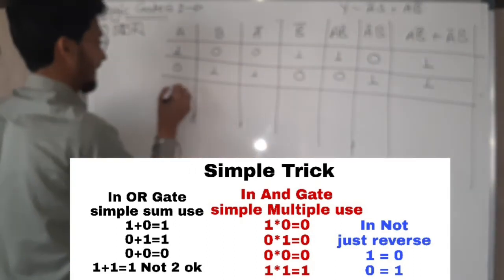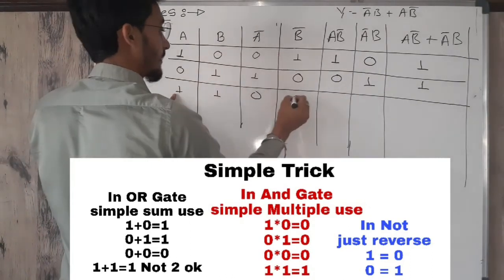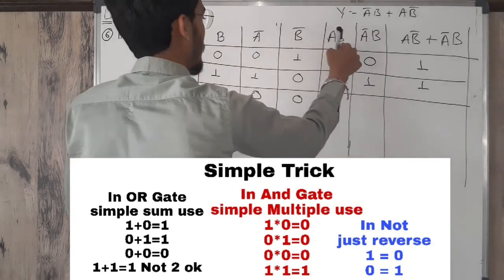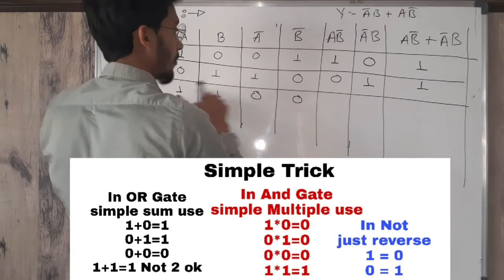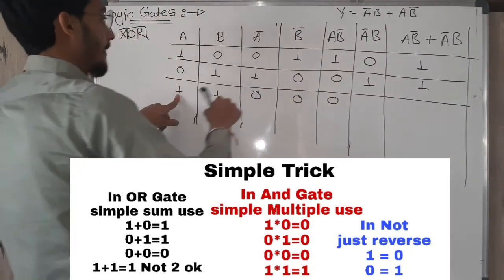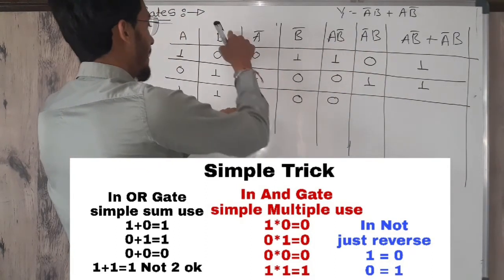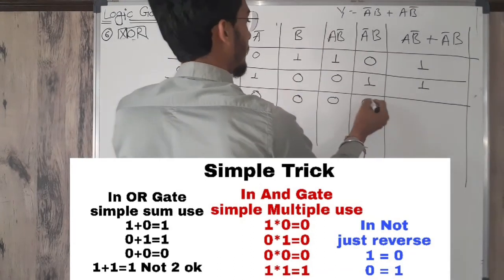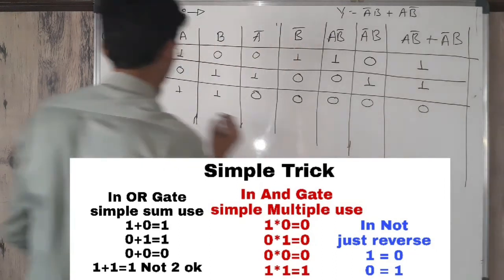Okay, and the next one is 1 and 1. A bar means 0, B bar means 0, because 1 1 gives 0 0. Now AB bar: A is 1 and B bar is 0, so 0. And A bar B: A bar is 0 and B is 1, so we get 0. So AB bar plus A bar B is 0.